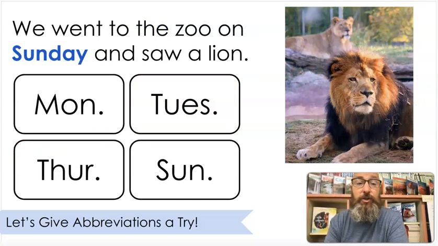We went to the zoo on Sunday and saw a lion. Which abbreviation would work for Sunday? That's correct. I bet you all got that one. That was a little bit easier with the S-U-N, capital S-U-N, period. Of course, the word Sunday is a proper noun because it names the day of the week.